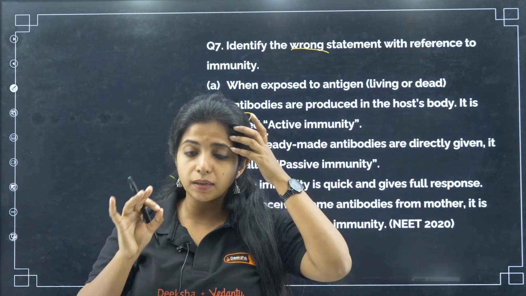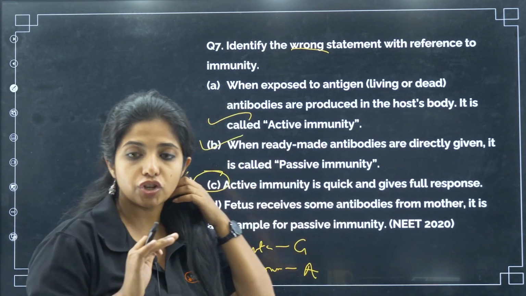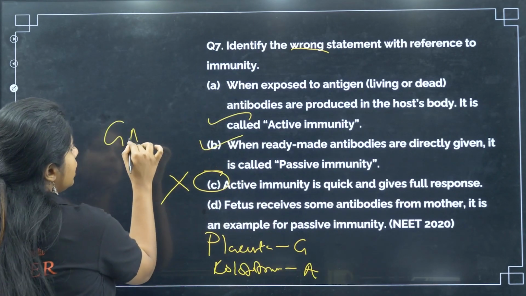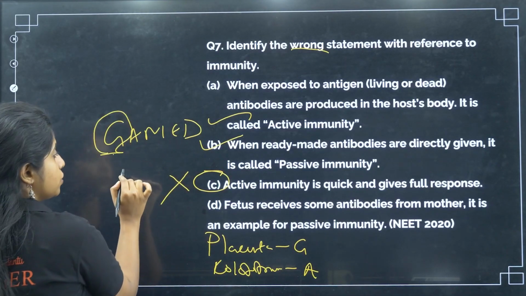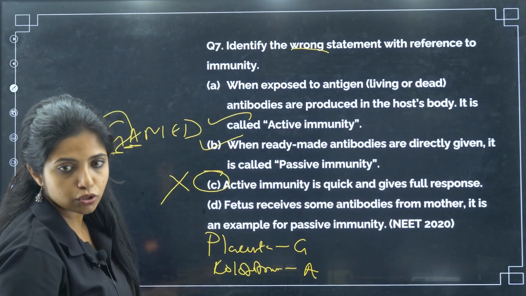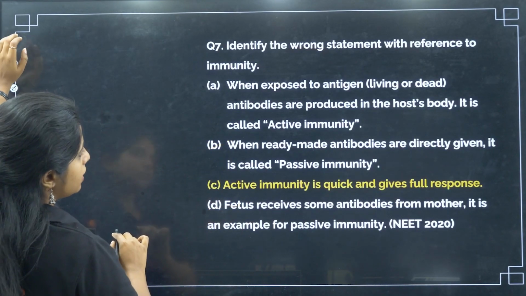The first antibody to go is through the placenta, and that is IgG. How many antibodies do we have? GAMED. So G is the first one that passes through the placenta, and A passes through the colostrum. So this is also correct. Your only incorrect option is C.